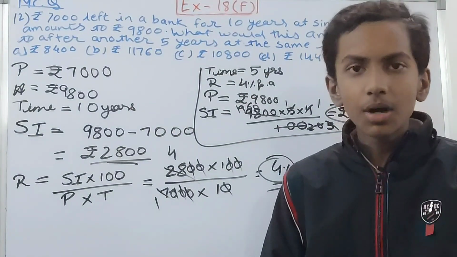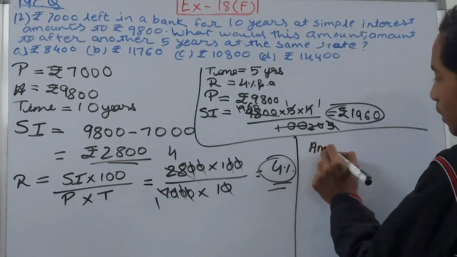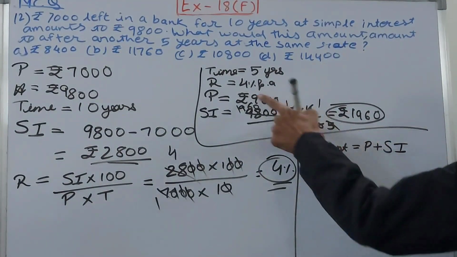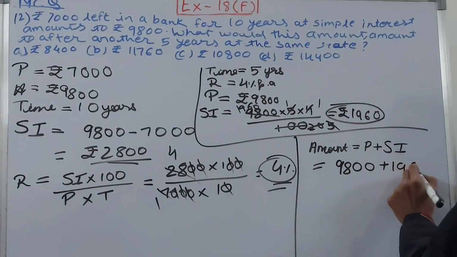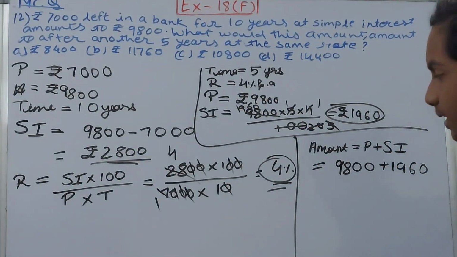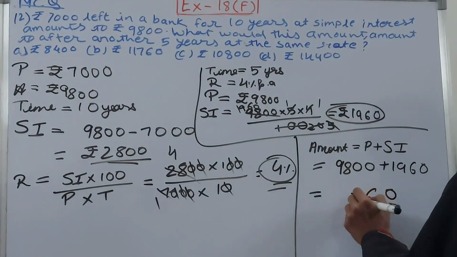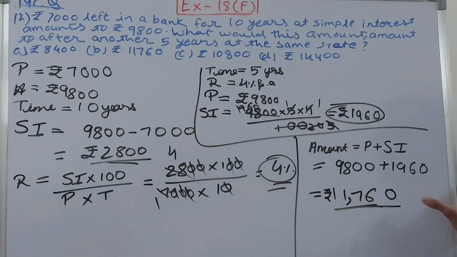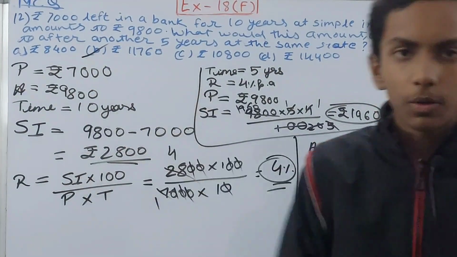But it's still not over yet, because it's asking us the amount. So we have to find the amount, not just the simple interest. The amount equals the principal plus the simple interest. So we know principal is 9,800, plus simple interest is 1,960. This we have calculated. So 9,800 plus 1,960, adding them up, we get rupees 11,760 as our amount, and it's option B. So take option B. Option B is the correct option.